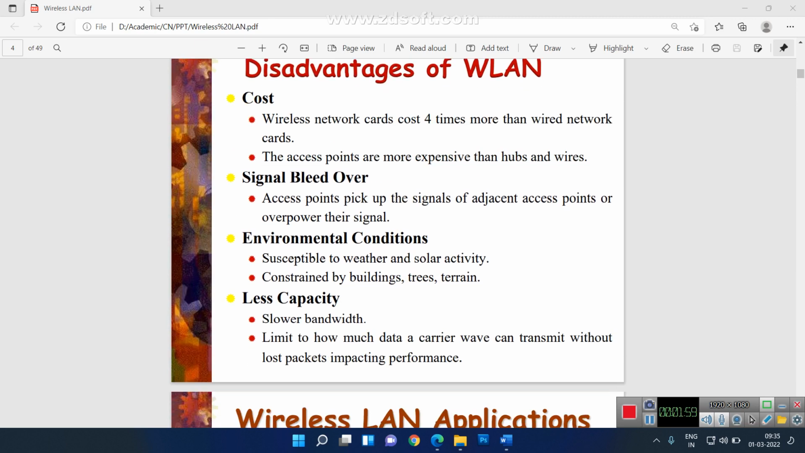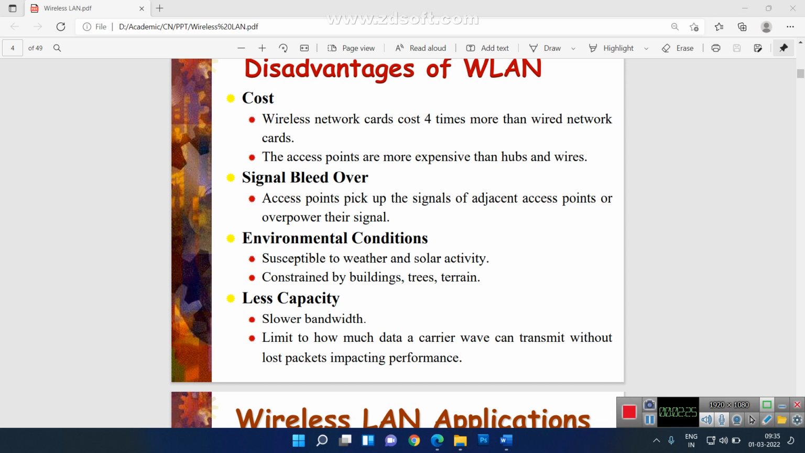And then the disadvantages are cost, signal bleed over, environmental conditions, and less capacity. So cost means wireless network cards cost 4 times more than wired network cards. The wireless network cards need to be installed in our system, and only then can we transfer the data.